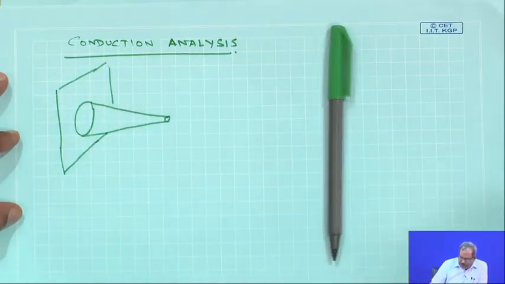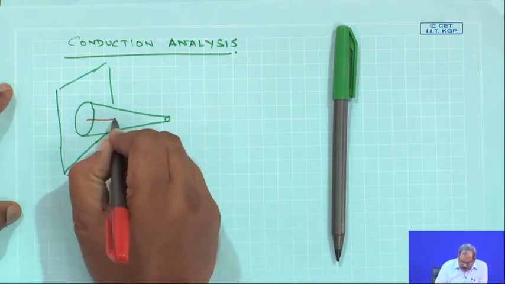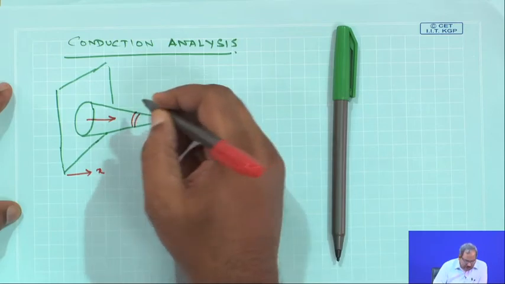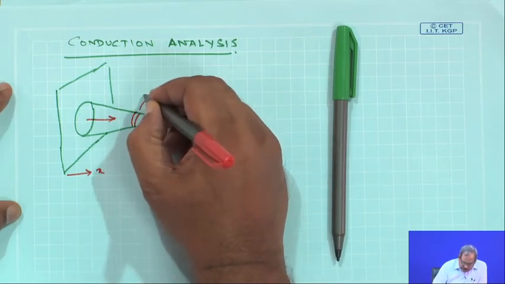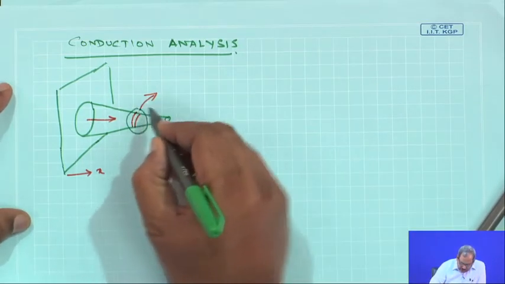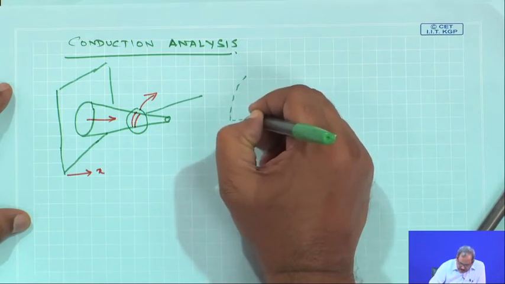Okay, so this is the fin. This is my x direction, and from here I have the conductive heat transfer, and let us say this is the surface from where I have convective heat transfer. So, if I enlarge this, it is going to look something like this.